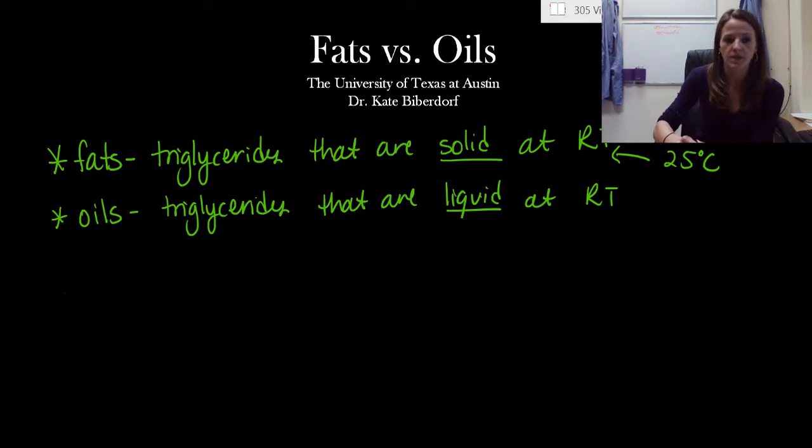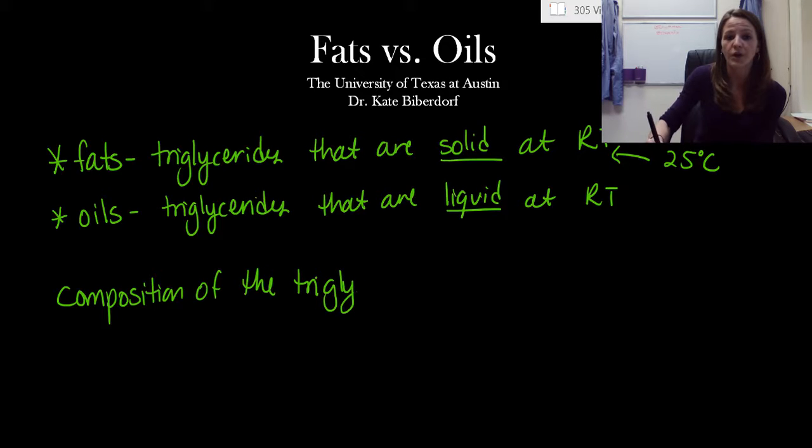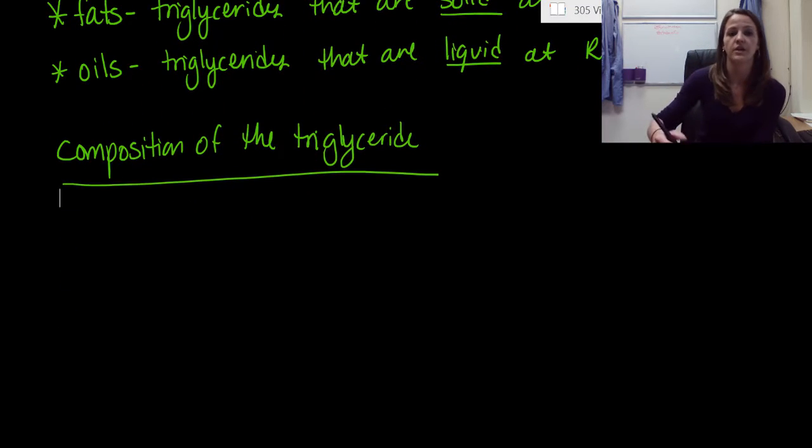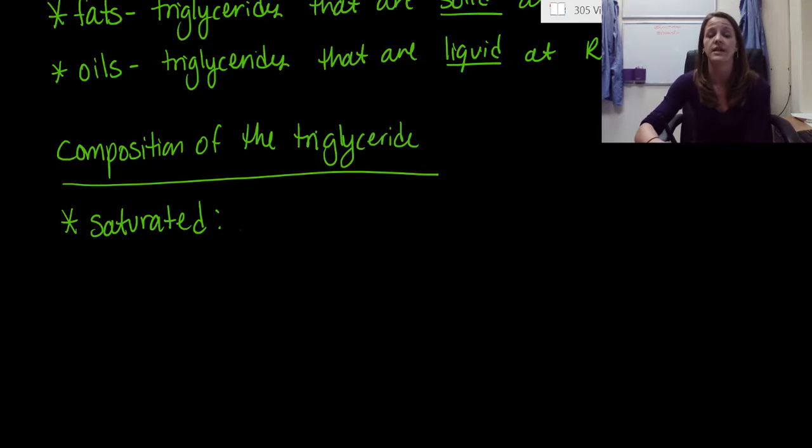So if you really wanted to get into the nitty-gritty of it, we would actually look at the composition of the triglyceride. So we want to know, what is its chemical formula? What does it actually look like? Okay, so the composition of the triglyceride. What we can do here is break this into 2 different categories. We either have something that is called saturated or unsaturated. So let's look at saturated first.